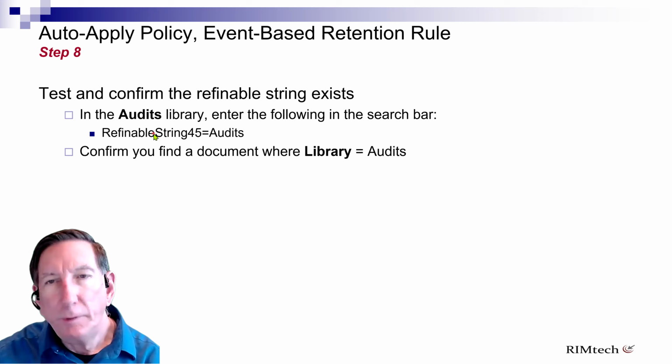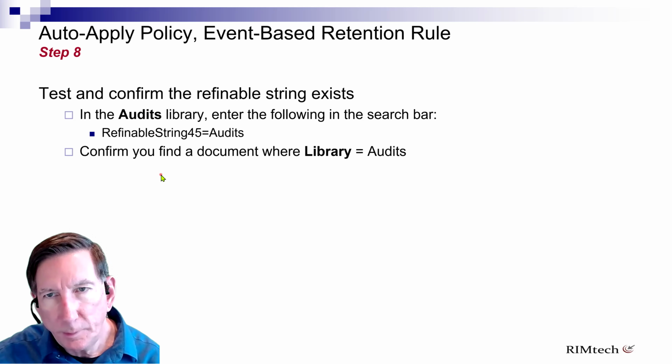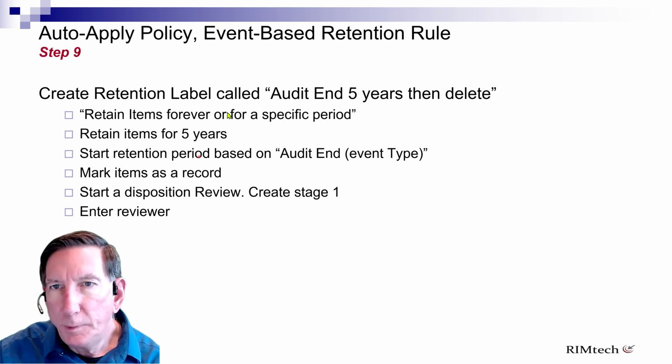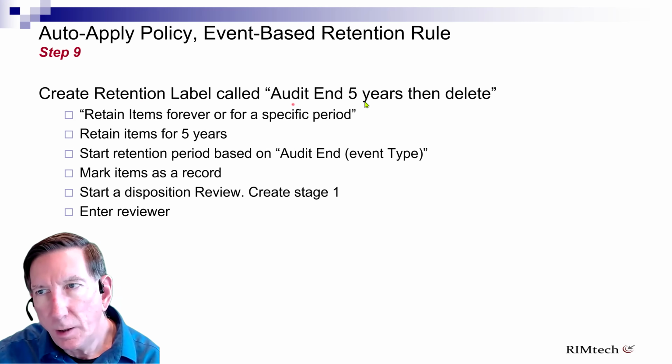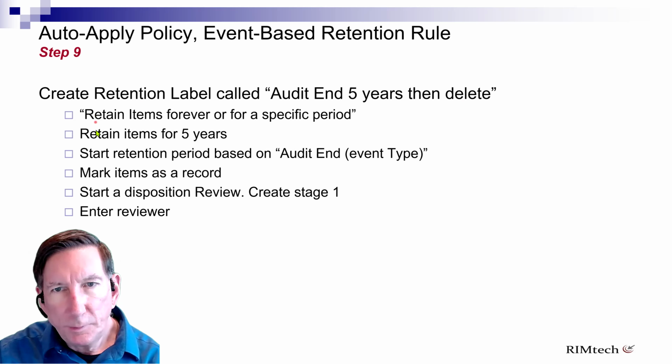Step 8. 3 days went by. We did a search. It worked. Now we know both refinable strings are active. Now we have to create a retention label called audit end date, 5 years and delete. These are the parameters we're going to put in it.